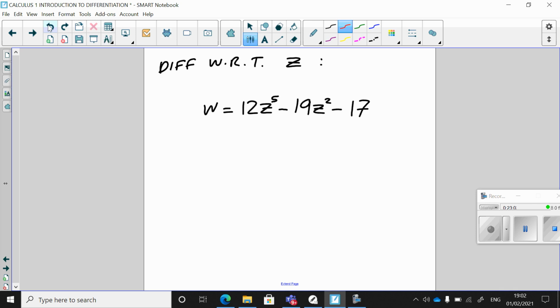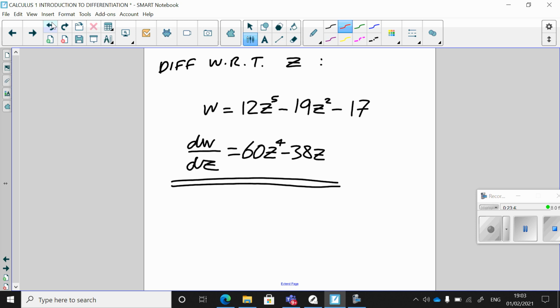Right, okay, they're just changing the letters here. That doesn't matter, just to get used to things. Let's go to the basic things here. Take the 5 down the front, 5 times 12. Take 1 for the power. Next one, take 2 down the front to multiply negative 19 and take 1 for the power. And remember, constants without a letter, without a z, just get rid of that. And hopefully you will see that happening.